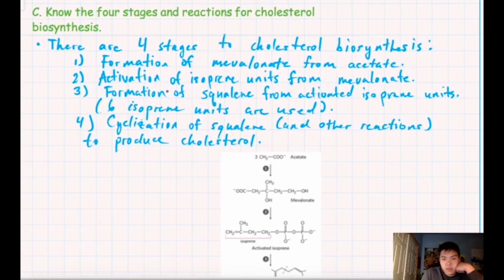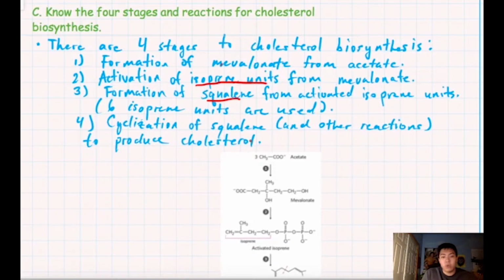Then you're going to use your mevalonate to create activated isoprene units. From there, you're going to use 6 of these. Isoprene units are 5 carbons long, and so we're going to use 6 of them and produce what's called squalene. That gives us a 30 carbon molecule, and cholesterol is 27 carbons. So we're going to have to, first of all, make it cyclic, right?